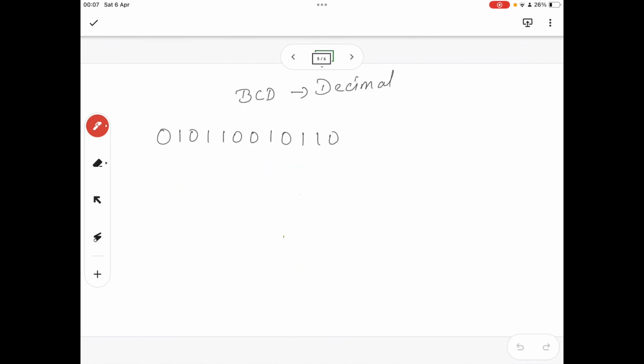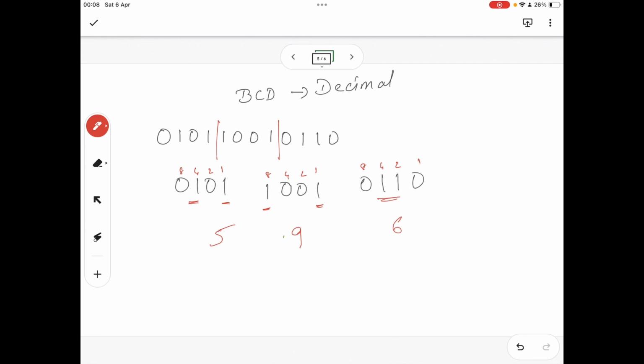Now let's look at the reverse of this. Let's take a BCD. We said nibbles, so 0101, 1001, 0110. So 4 plus 1 is 5, 1 plus 8 is 9, 4 plus 2 is 6. Combine them, so the answer is 596.